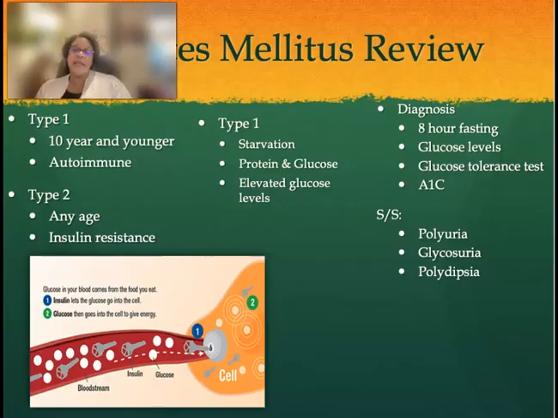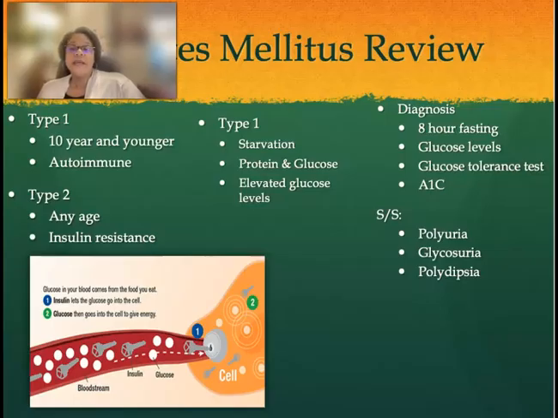Diagnosis, we can do an 8-hour fasting glucose level. If they have repeatedly a high fasting glucose, or really they said if they have a random glucose of 200 or more at any particular time, and usually they say 2 or more times, that's a sign that we need to get these children screened. A glucose tolerance test of 200 or more, and an A1C of 6.5 or higher.